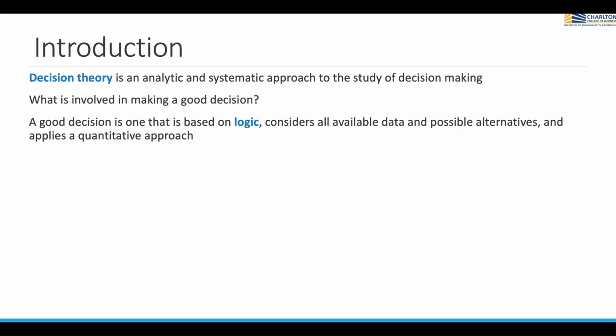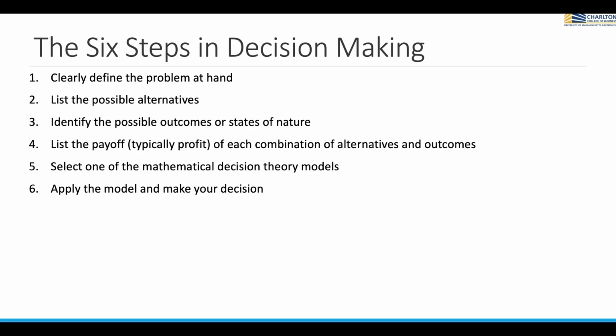A good decision is one that is based on logic, considers all available data and possible alternatives, and applies a quantitative approach. There are 6 steps in the decision-making process. The first step is to clearly define the problem, then list the possible alternatives, identify the possible outcomes or states of nature, list the payoff, or the gain or loss, from the combination of alternatives and outcomes, select one of the mathematical decision theory models, and then apply the mathematical model and get the result.